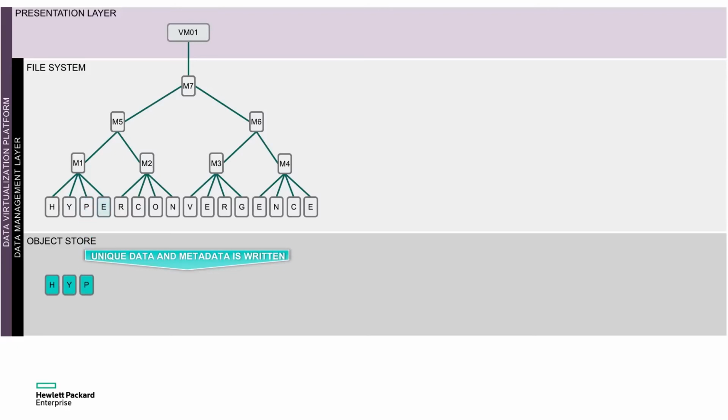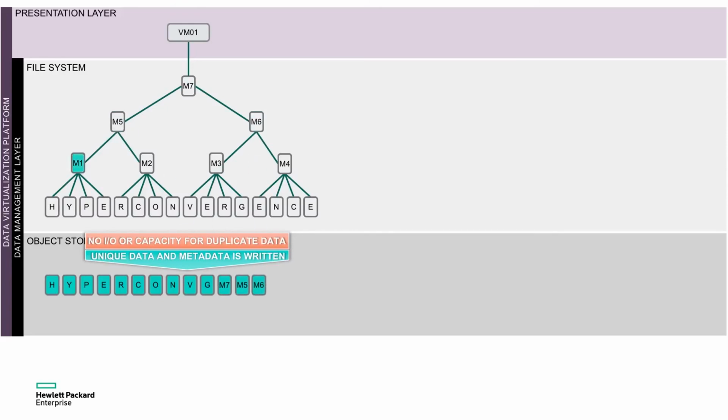If we want to store the word hyperconvergence, only one copy of each piece of data or metadata is stored in our object store. Only the unique data is written to disk, as indicated by the flashing green rectangles. Any duplicate objects are identified and no capacity or I/O is required, as indicated by the flashing orange rectangles. For example, E and R only have to be stored once, since they have already been stored in the object store. We store the metadata in the object store also.